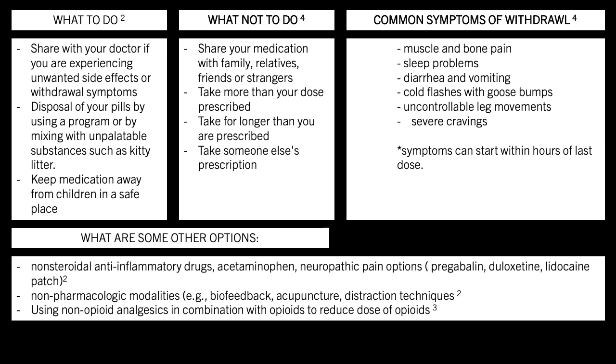So we'll go ahead and start with the what to do's. Great things to do as a family with a child who is taking opioids. Make sure to share with your doctor if you're experiencing any unwanted side effects or withdrawal symptoms. Make sure you're disposing of your pills in the proper way, so you're using a program or possibly mixing it with an unpalatable substance such as kitty litter. This way people aren't going to try and dig through your trash and get to those things.